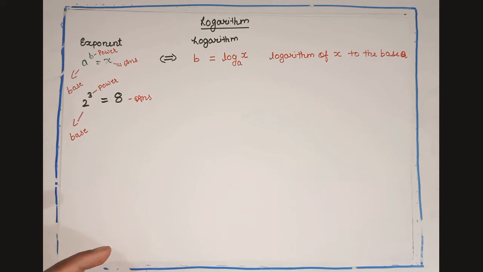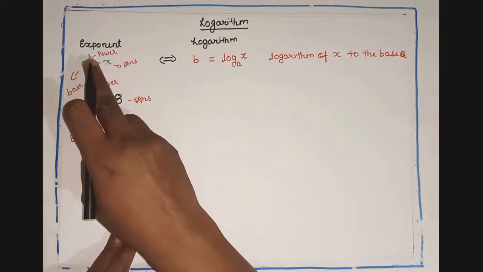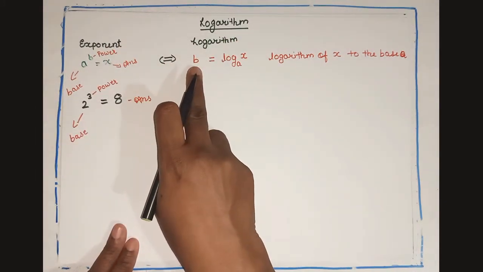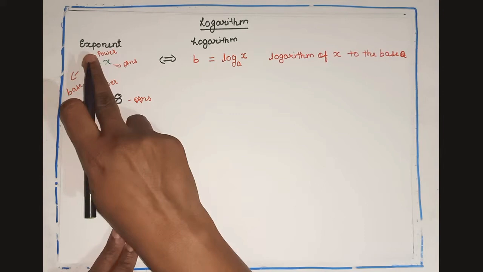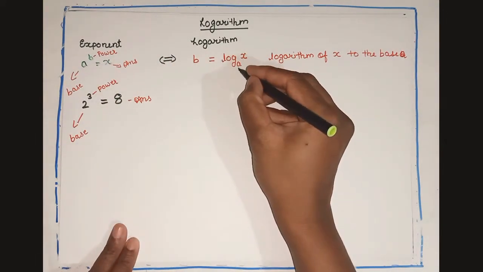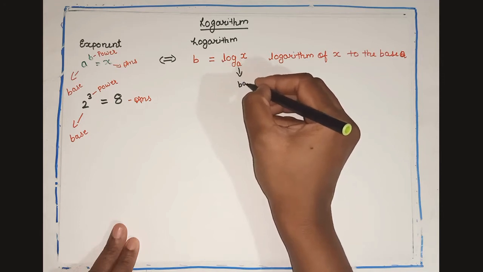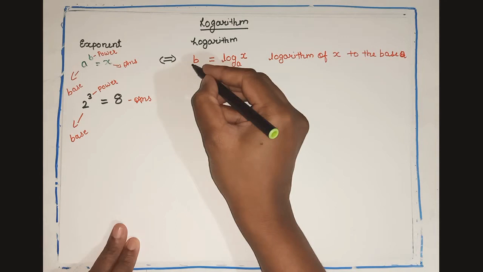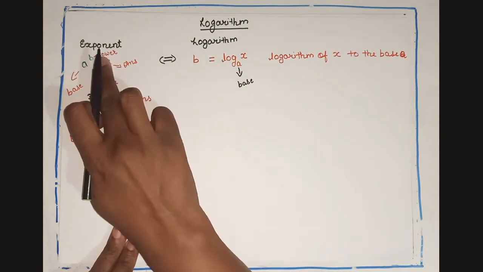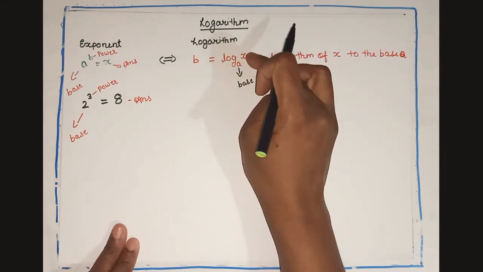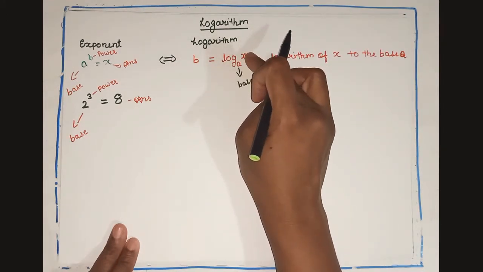Now here, if you see how we have converted it, this power for the logarithm will become your answer. This power will become the answer, and the base remains the base. The power here is b, so b is now your answer, and this answer is becoming the logarithm of x.